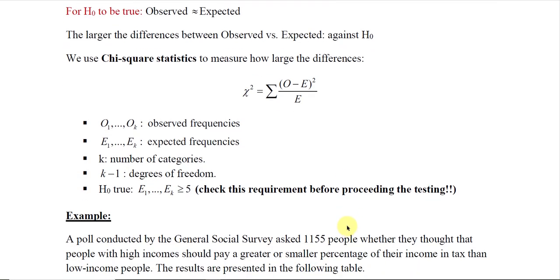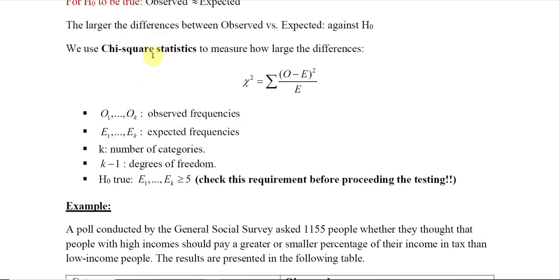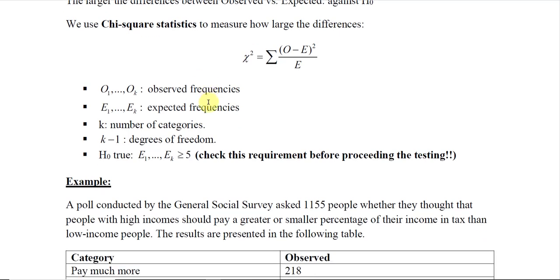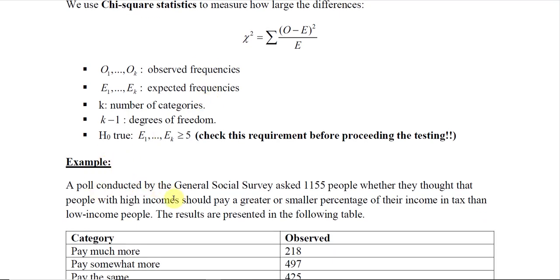Now let's take a look at this example of how to use the chi-square statistic to perform the goodness of fit test. A poll conducted by the General Social Survey asked 1,155 people whether they thought that people with high incomes should pay a greater or smaller percentage of their income in tax than low income people. The results are presented in the following table.